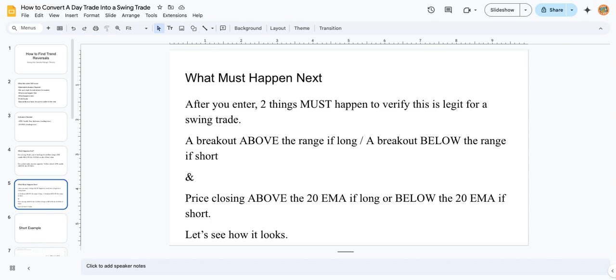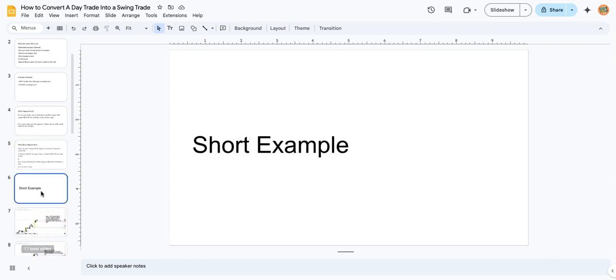After you enter the trade using the regular candle range theory, two things must happen to make it a legit swing trade or reversal, whatever you want to call it. If you are long, the price has to break out above the range. If you are short, the price has to break out below the range, in other words, the ATR candle. And the last thing that has to happen, and the order of these may flip-flop, is that the price has to close above the 20 EMA if you're long, or below the 20 EMA if you're short. So let's see how this looks. These two things are what you're looking for: a breakout of the range and price closing above or below the 20 EMA. This is a short example.